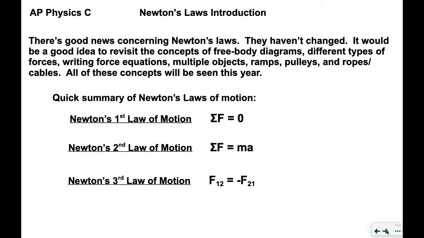The third one, of course, is the action-reaction law. The force on object 1 due to object 2 is equal to the negative of the force on object 2 due to object 1. It is more generally applicable to systems in which there are 2 objects, once again, like the cart mass system or the Atwood machine, or the contact force when you're pushing 2 objects. We will see other new types of examples of applications of Newton's third law this year.